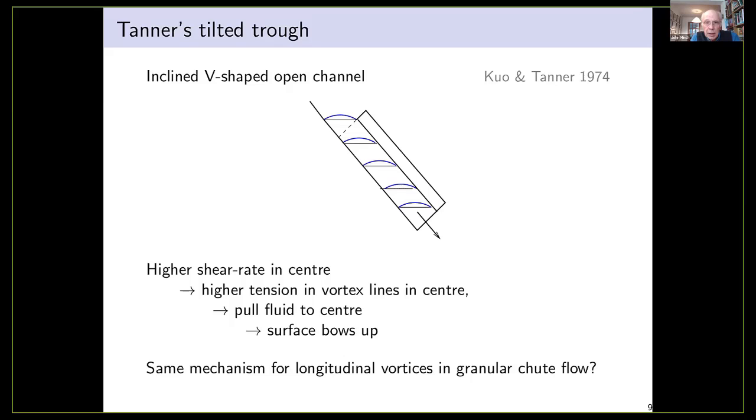So that's Roger Tanner's device for measuring N2. And I think this mechanism of Roger's may be appropriate to granular chute flow and the formation of longitudinal vortices in flow of granular material down a chute. Forterre and Pouliquen have an alternative explanation, and I speculate this mechanism might be simpler.